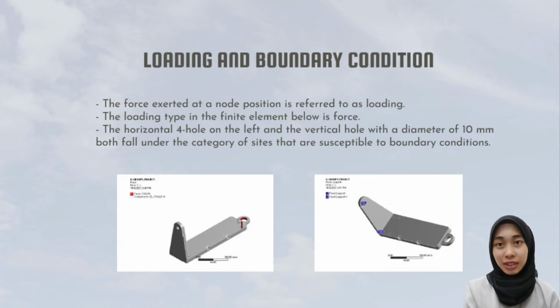Loading and boundary condition. The left picture shows the location of loading and the picture on the right shows the location of the boundary condition. The force imposed on the position of the node is referred to as loading. The loading in this finite element type is force. The force value at the location of loading is 274.6 Newton. The horizontal hole on the left and the vertical hole with a diameter of 10 mm both fall under the category of sites that are susceptible to the boundary condition.